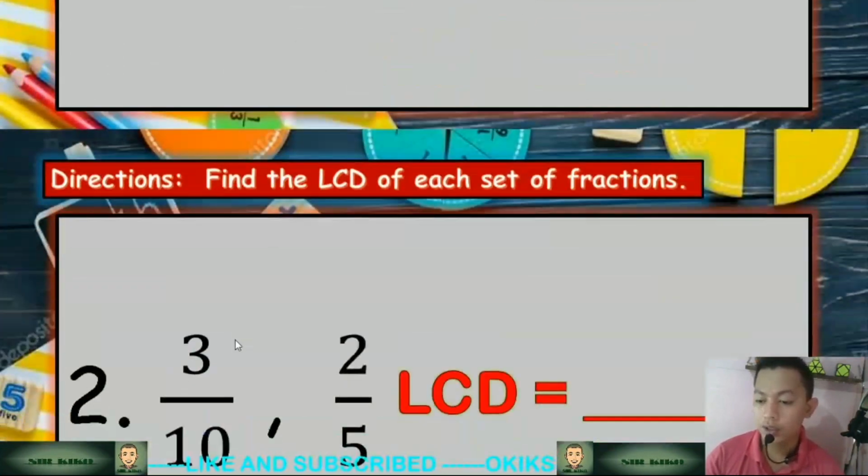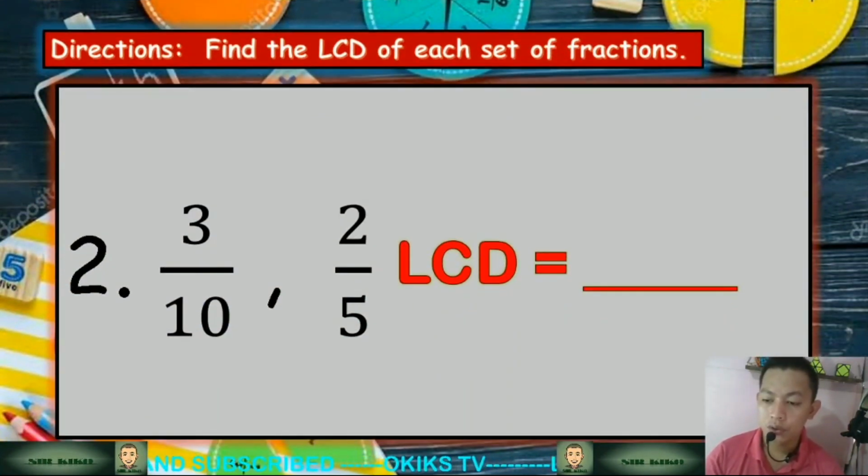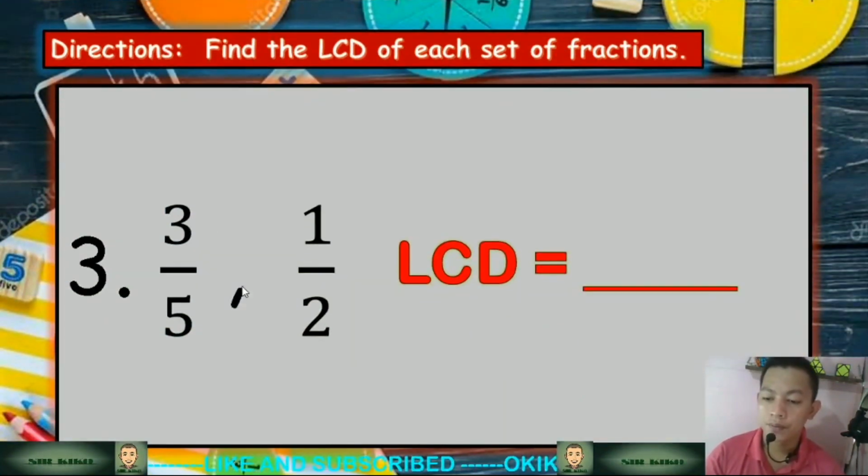Very good. Next, number 2. We have a set of fraction 3 tenths and 2 fifths. So the LCD of 10 and 5 is 10. Very good. Number 3. We have 3 fifths and 1 half. So the LCD of 5 and 2 is 10.